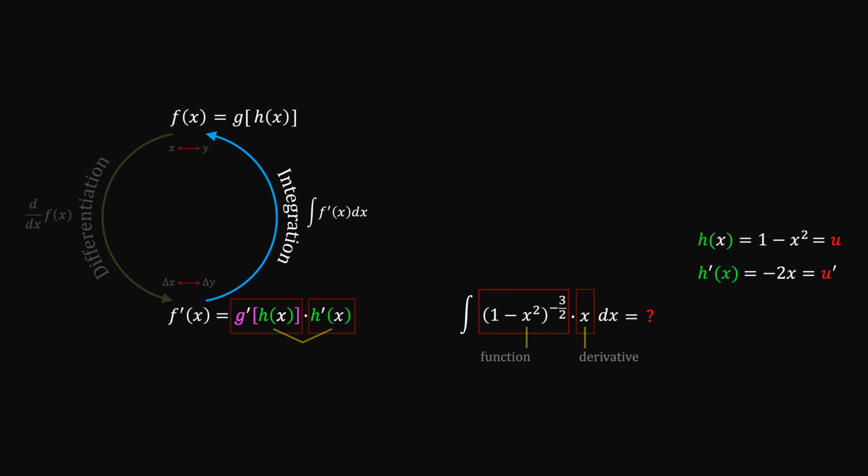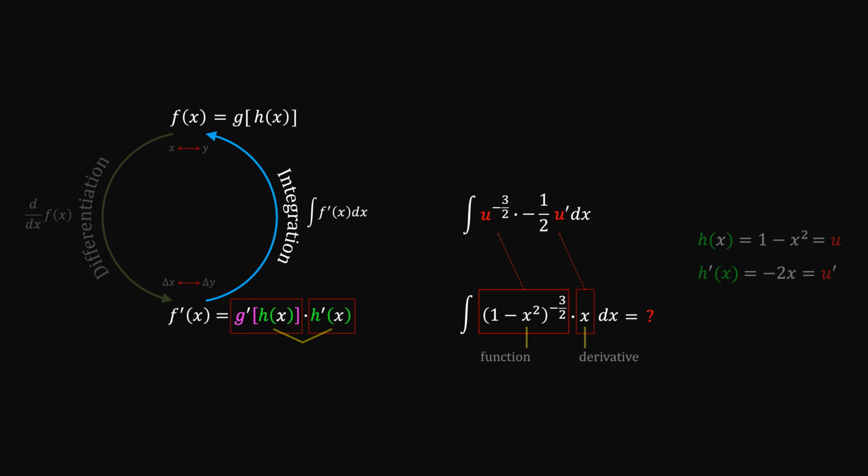Once the inner layer is known, the hint of an outer layer can be known. Now the integrand can be viewed as u to the power of negative 3 over 2 times negative 1/2 u prime. This is because we have only x here, but the derivative has minus 2x, so we need to offset it.